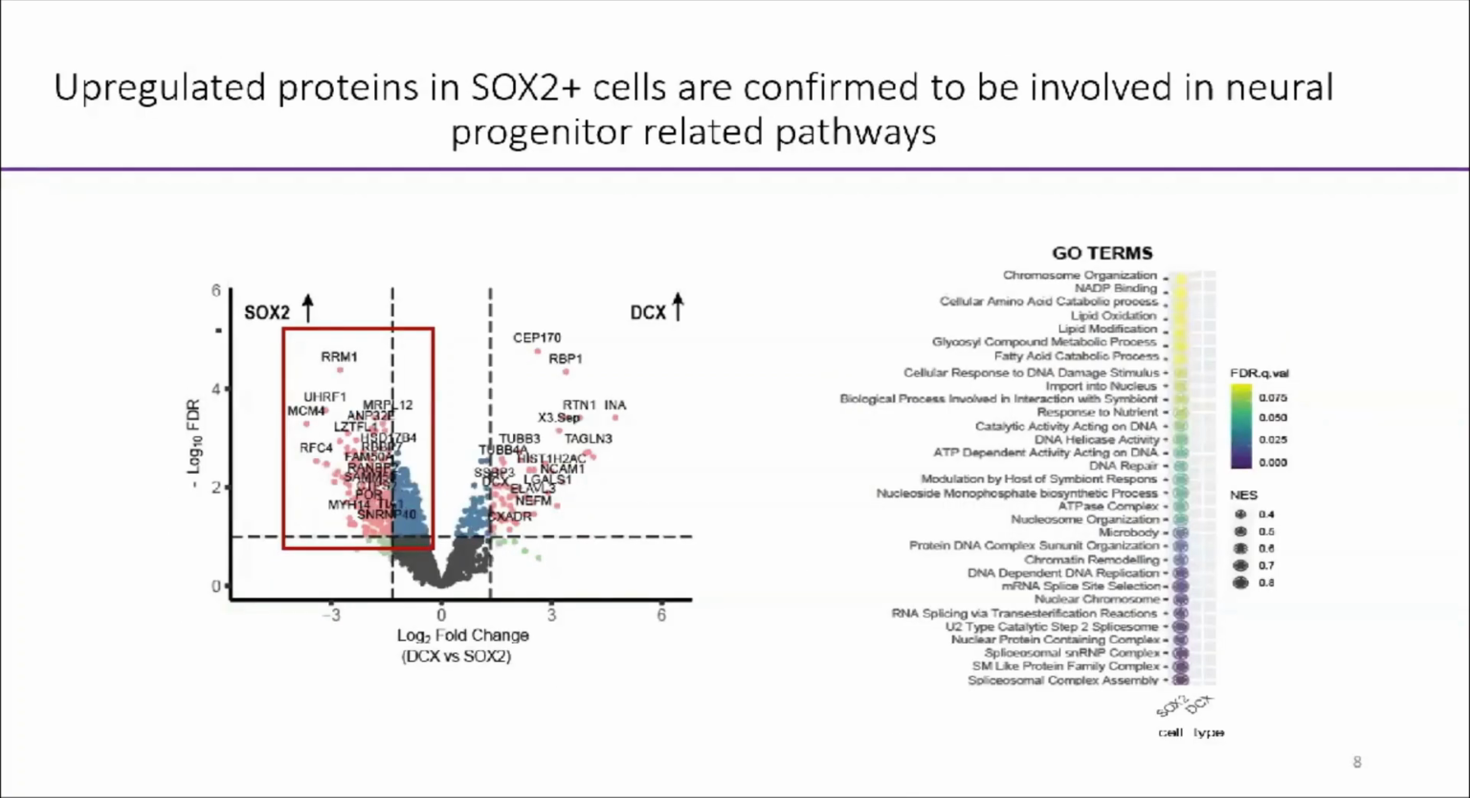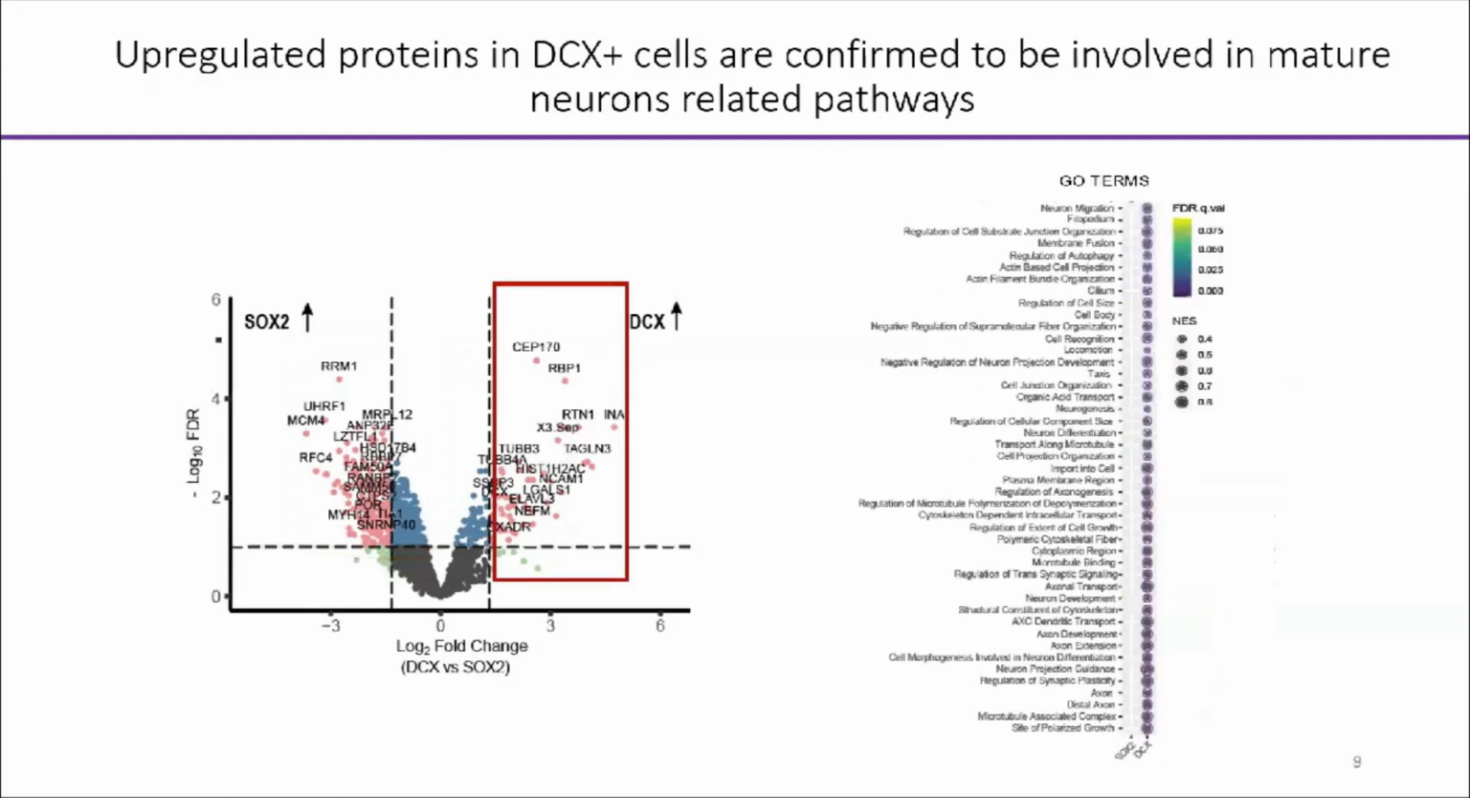Gene set enrichment analysis revealed that proteins enriched in the SOX2 positive population, as we can see on the left side of the volcano plot, were associated with terms related to DNA replication and cell cycle pathways, whereas proteins enriched in the DCX positive population, as shown on the right side of the volcano plot, were involved in neural differentiation-related pathways, including axon development and neural projection guidance.